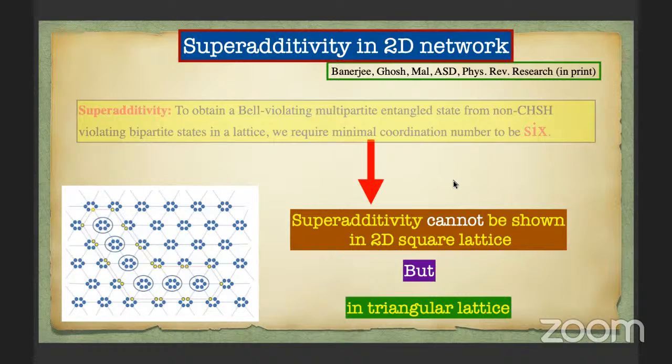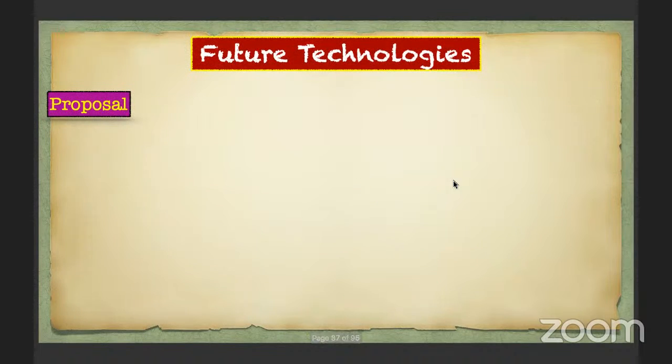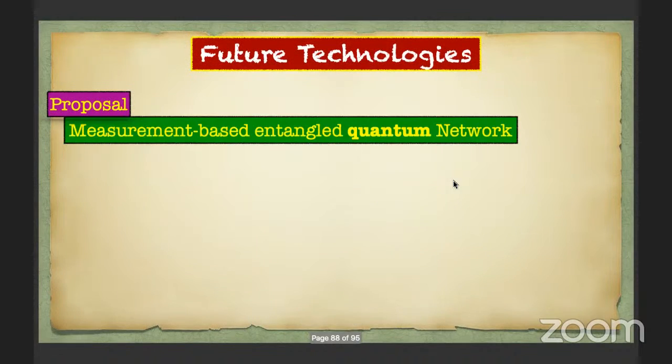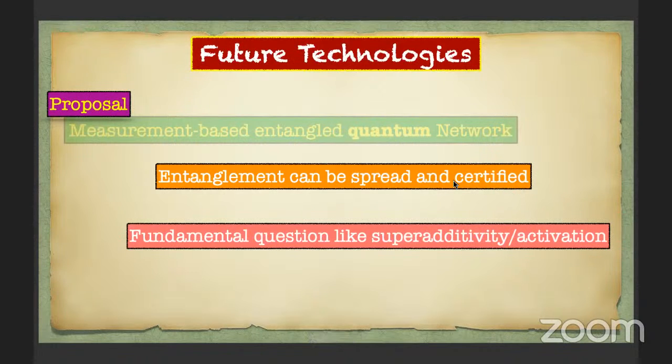So this is, I think, an answer to these questions. We want to propose how to share entanglement in two dimensions and certify entanglement in a network, and this gives us an answer to a fundamental question. Okay, so I come to the end. As I said, we propose a measurement-based method to share entanglement in a quantum network. This entanglement can be spread, as I have shown, based on global and local measurements. There is a possibility to certify that entanglement in experiments by using violation of Bell inequality. At the same time, this can address fundamental questions like superadditivity and activation.